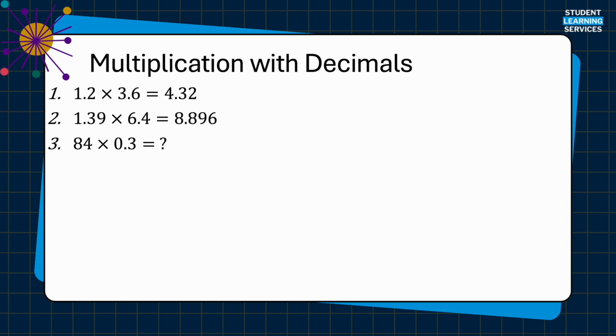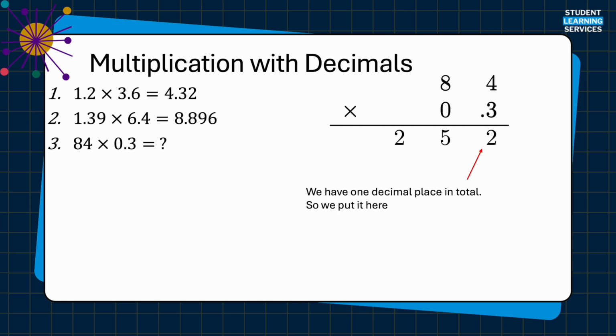Next example, 84 times 0.3. How are we going to set this up? We will set it up by this. 84 times 0.3, and because there's a 0 in front of the 0.3, we can basically treat this as 84 times 3. What is 84 times 3 equal to? That's 252. How many decimal places do we have in total? Right, we have 1 only, so we put a decimal point here. That's basically it for multiplication.